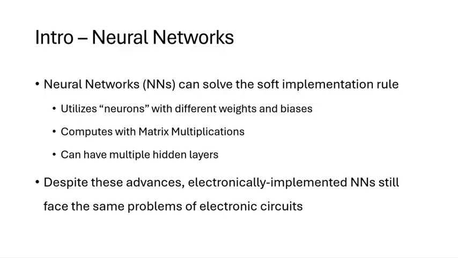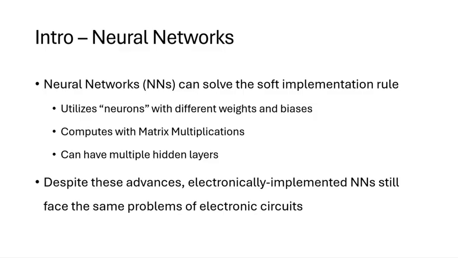Neural networks can solve the software implementation role. It utilizes neurons with different weights and biases. It computes with matrix multiplication, and utilizing matrix multiplication allows for parallel computation. This significantly enhances efficiency and decreases latency, as the wait time for inputs for the next step of computation is reduced since they arrive at similar times.